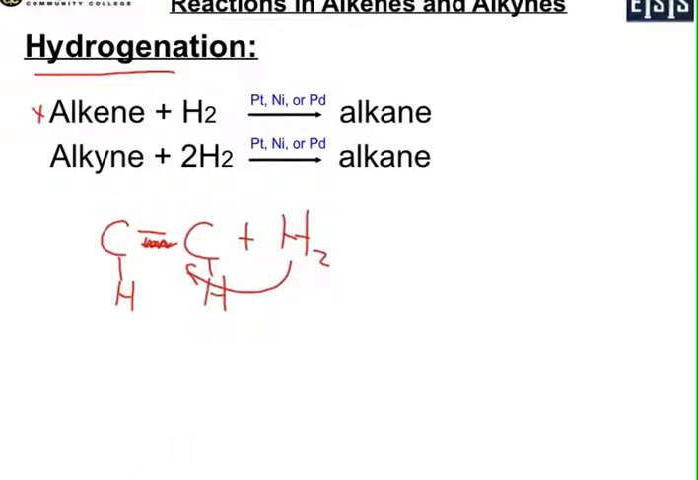Now for this reaction to occur, you do need a catalyst. So up here in blue, above the reaction arrow, this is how they would represent the need for a catalyst. And in this case, platinum, nickel, or palladium are the catalysts commonly used to do this reaction. And because you broke the double bond, what you're left with is an alkane.